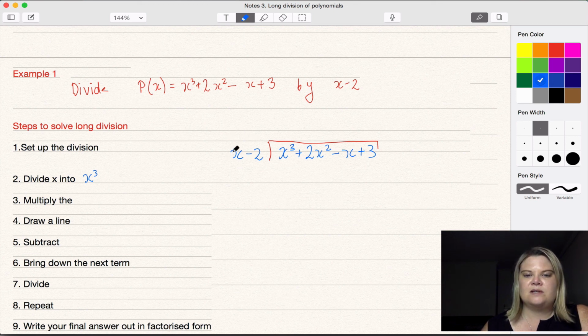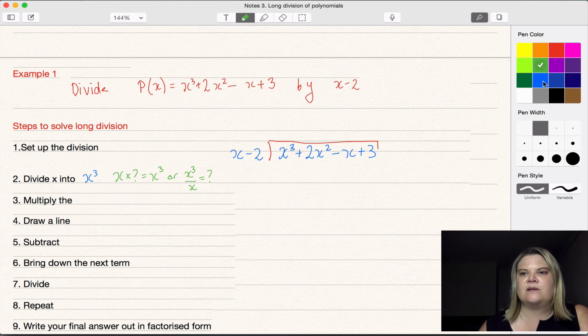The way we do this is, x into x cubed, how many times does it go in? You might like to think of it as, and I'll write this on the side, x times what makes x cubed, or x cubed divided by x equals what? Either of those ways will get you the same answer. Hopefully by now you've worked out x into x cubed will go x squared times.